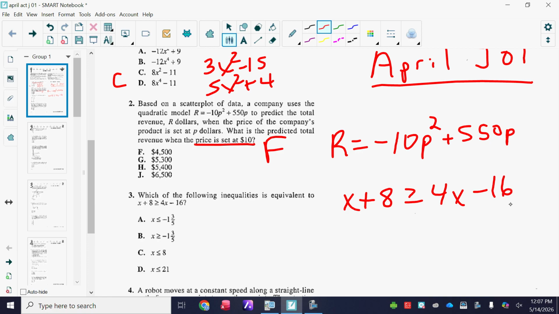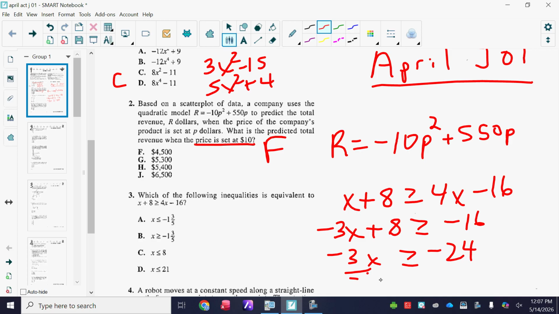Number 3 is a basic linear inequality. I subtract 4x from both sides, which is going to make me end up having to divide by a negative. So when I divide by negative 3, everyone, what happens to the arrow? It switches. So x is less than or equal to 8, choice C.